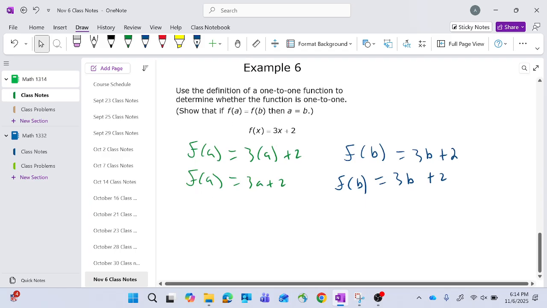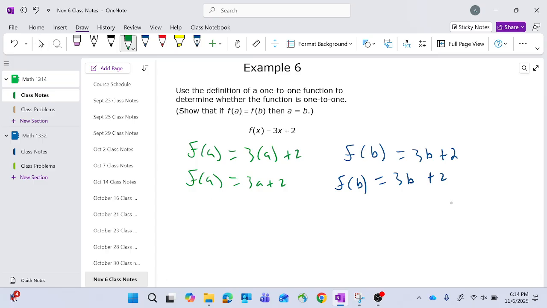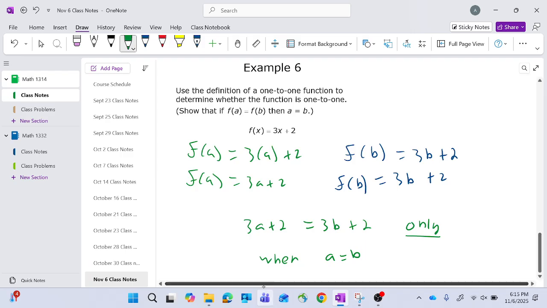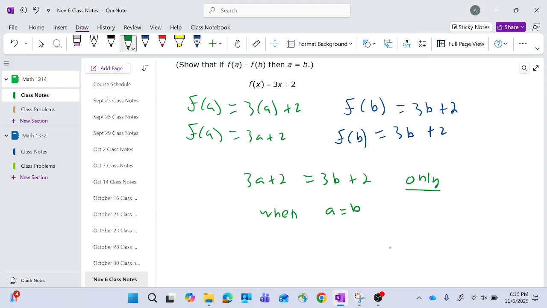Well, when will 3a plus 2 equal 3b plus 2? When a equals b. The only time these are true is when a and b are the same thing. So you can say 3a plus 2 equals 3b plus 2 only when a equals b. That's the only time.